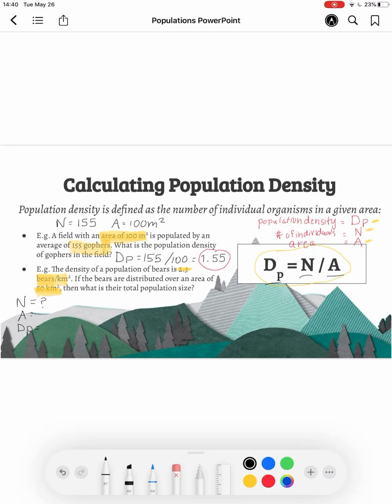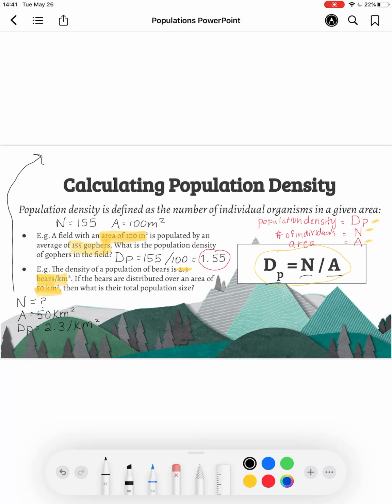Our area, if we look through, is 50 kilometers squared. So I'm going to write that there. And our dP, or our population density, they said is 2.3 bears. So that's 2.3 in every kilometer squared. Okay. So this one's a little bit more complicated because we've got to rearrange the equation. And I'm not doing this really in the best spot to write this. I'm going to, unfortunately, write it up here.